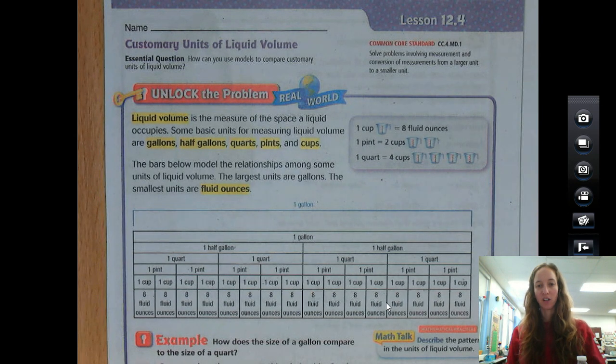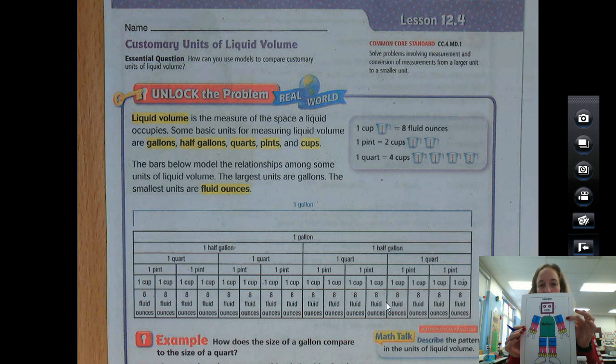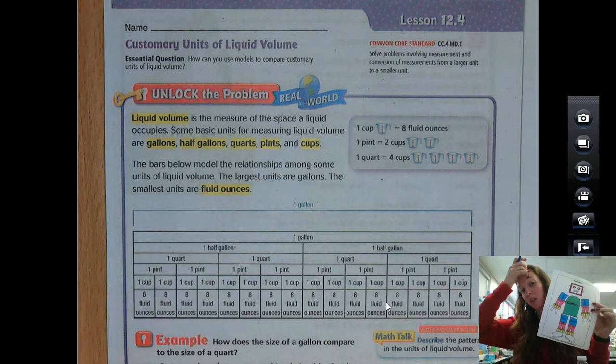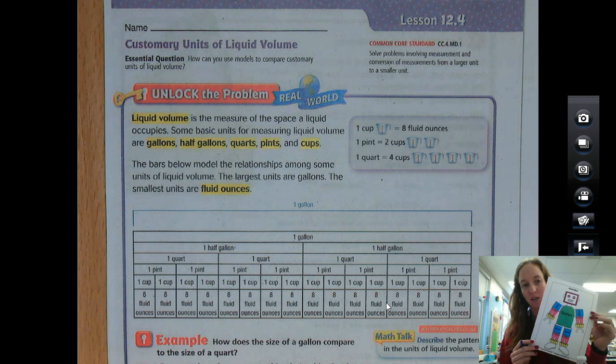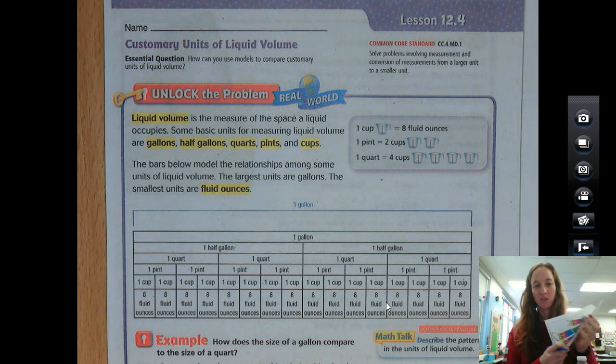Okay, hopefully you have your Gallon Man out. Get your Gallon Man out so you can see him. He should be in your folder in your book bag. That would be your green math folder. Get him out so you can see him, please.